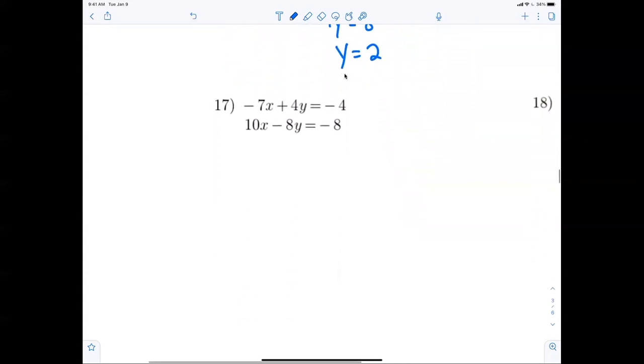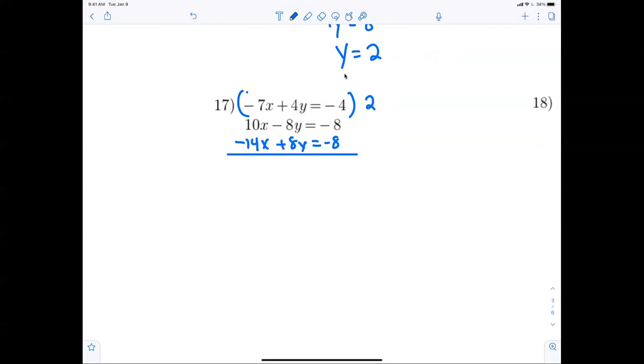Okay, what am I multiplying by, Jackson? -2? Nope, just 2. Why just 2? The other one's negative. You need a positive and a negative. So multiply by 2. 14x plus 8y equals -8, and 10x minus 8y equals -8.